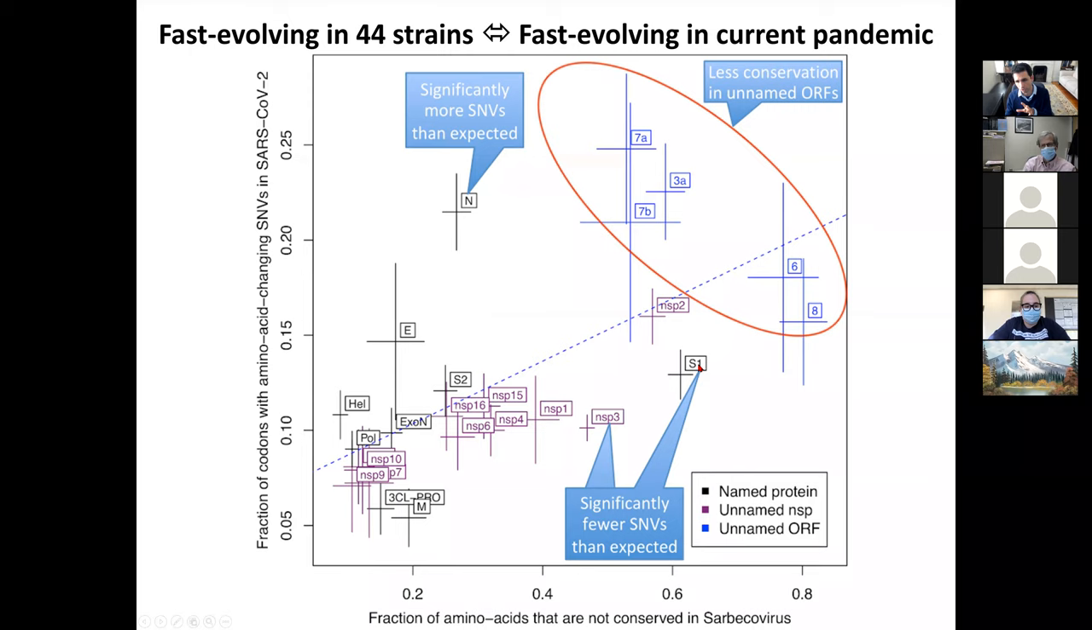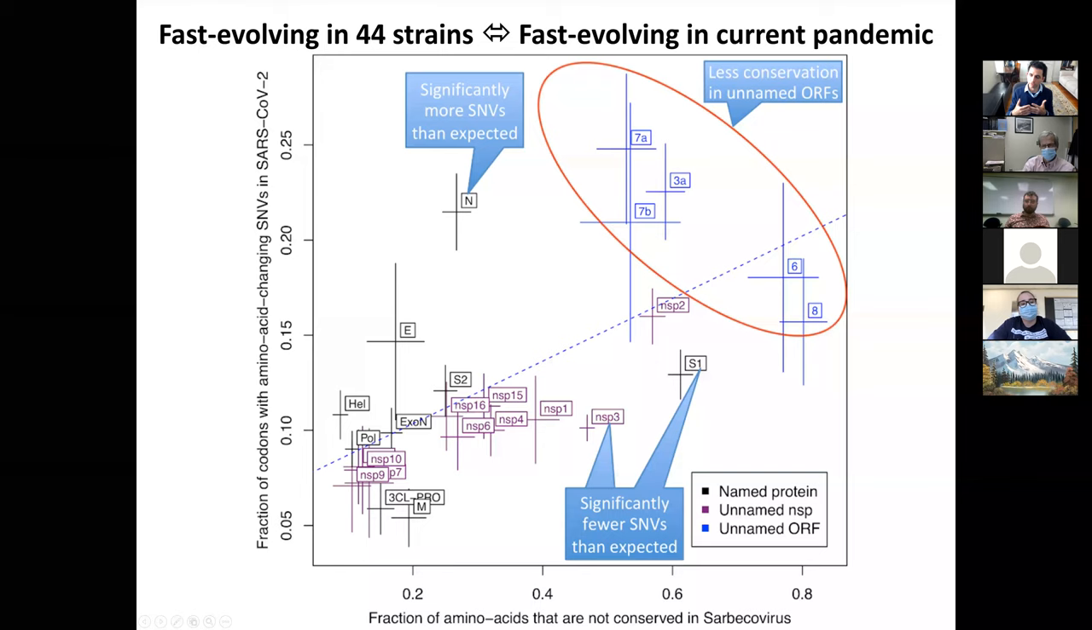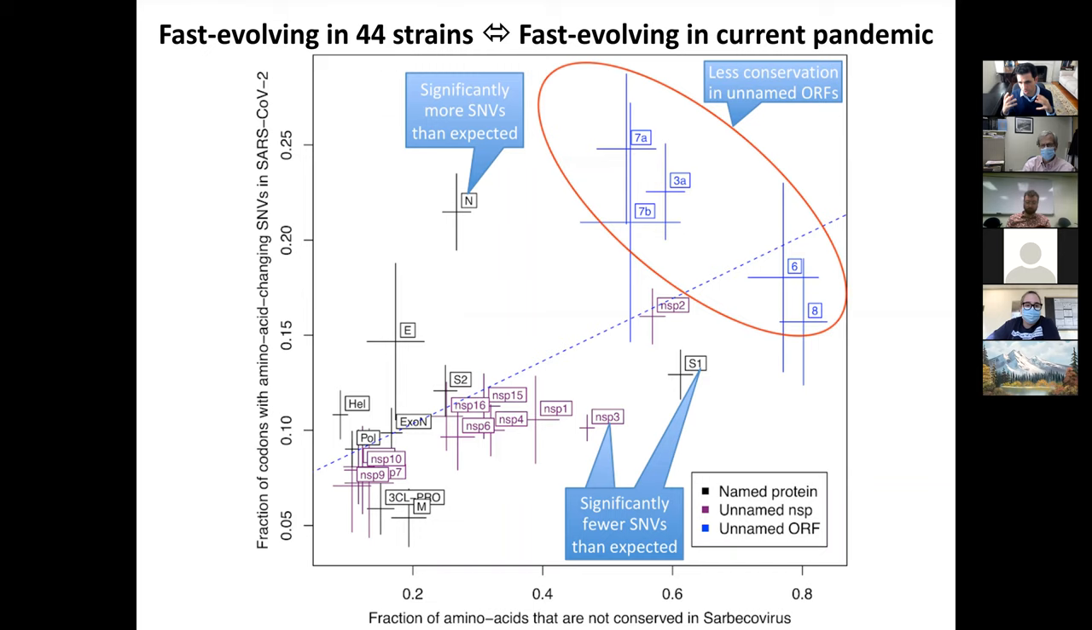And another option is that S1 and NSP3 might be part of a wave of early adaptation to a new host, followed by slower mutation after that new host has now been conquered, if you wish, at which point the remaining ORFs are now evolving more rapidly. So there are many hypotheses like this, pre-adaptation of S1 and NSP3 versus the other proteins.